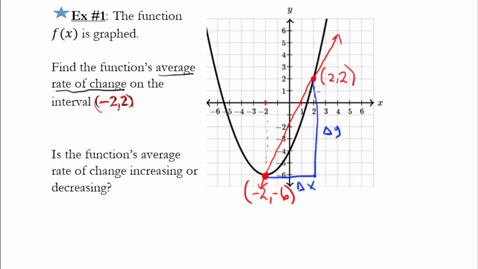So, okay, let's do it. How does y change? It looks like delta y changed by 8. It looks like change in x was 4.